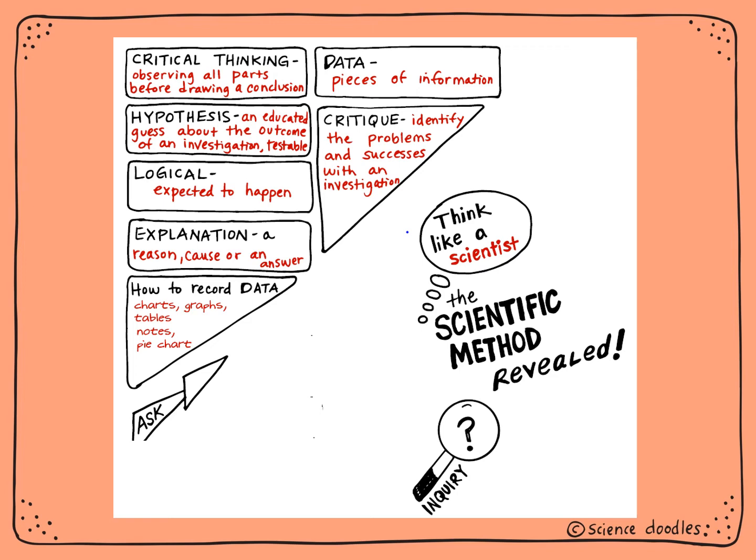And a critique is to identify the problems and successes with an investigation. And at the end of your investigation or your experiment, you're going to do that to your own project. You're going to write down what mistakes you made or what you could have done better, or maybe what things you would try next time. But other scientists will also do this to each other. So if somebody else does an experiment, I will look at all the information and their conclusion, and then talk about what they could have done better or what mistakes they might have made.